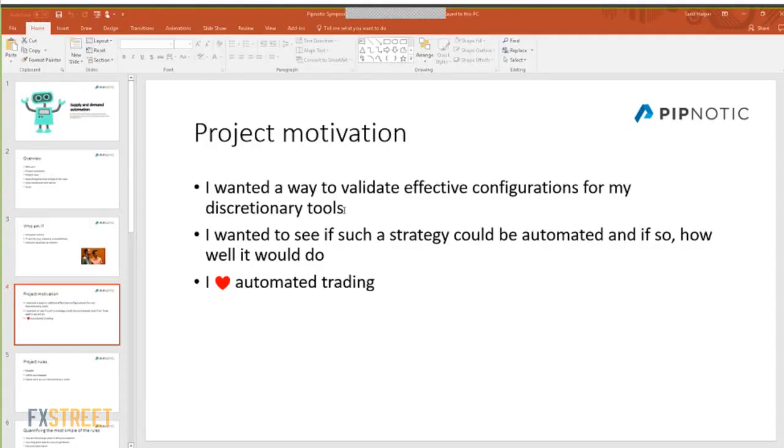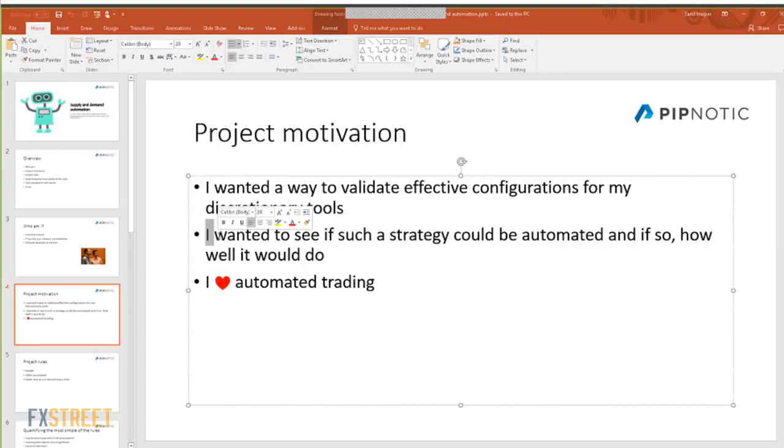That was my primary motivation. And then I wanted, of course, to see if the supply and demand strategy could be automated, and if it could be automated, how well it would do. And so this is where I'm at currently. I can see that, yes, it can be automated. And now I'm in the process of analyzing the results. So looking at the trades individually, the winners and the losers, and trying to understand why it did what it did.